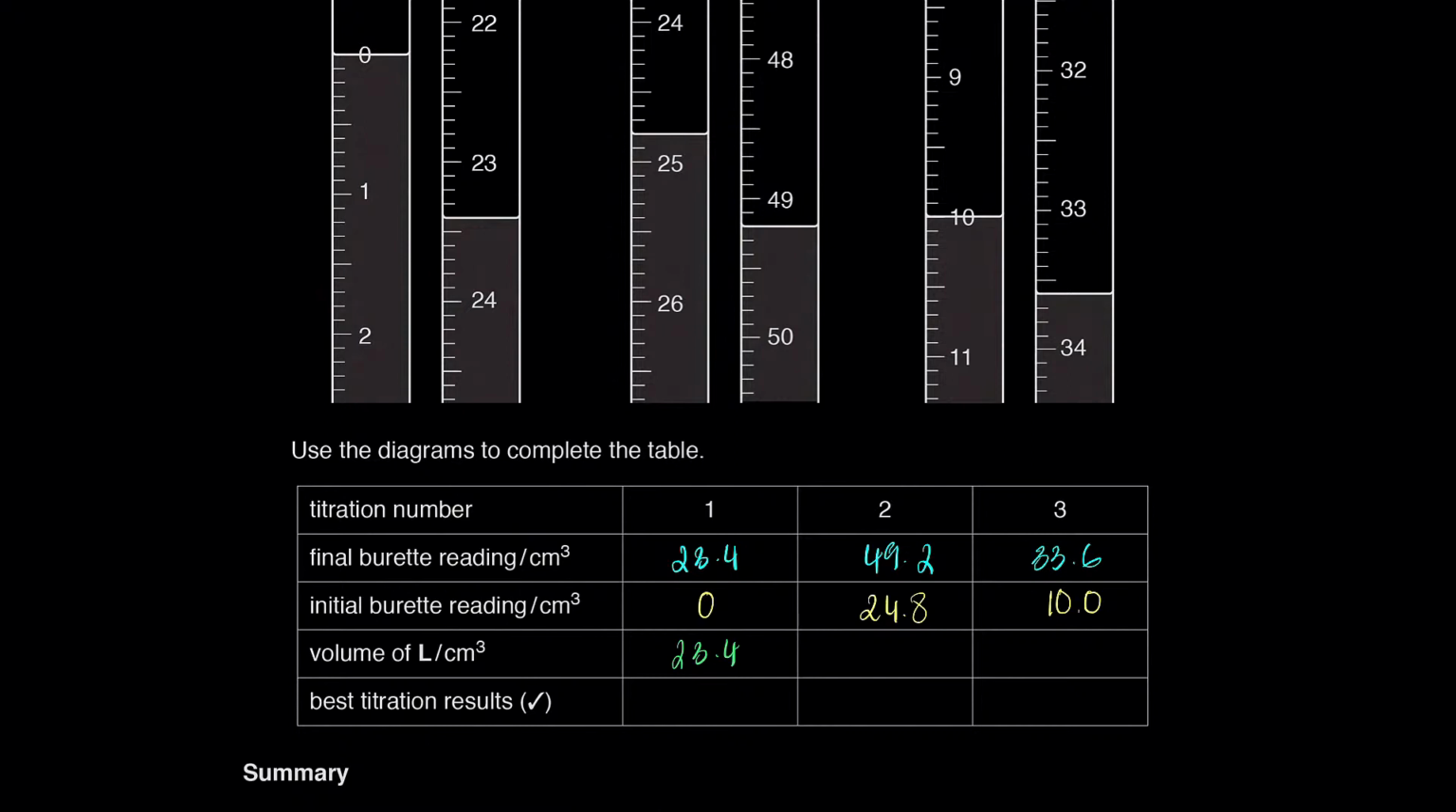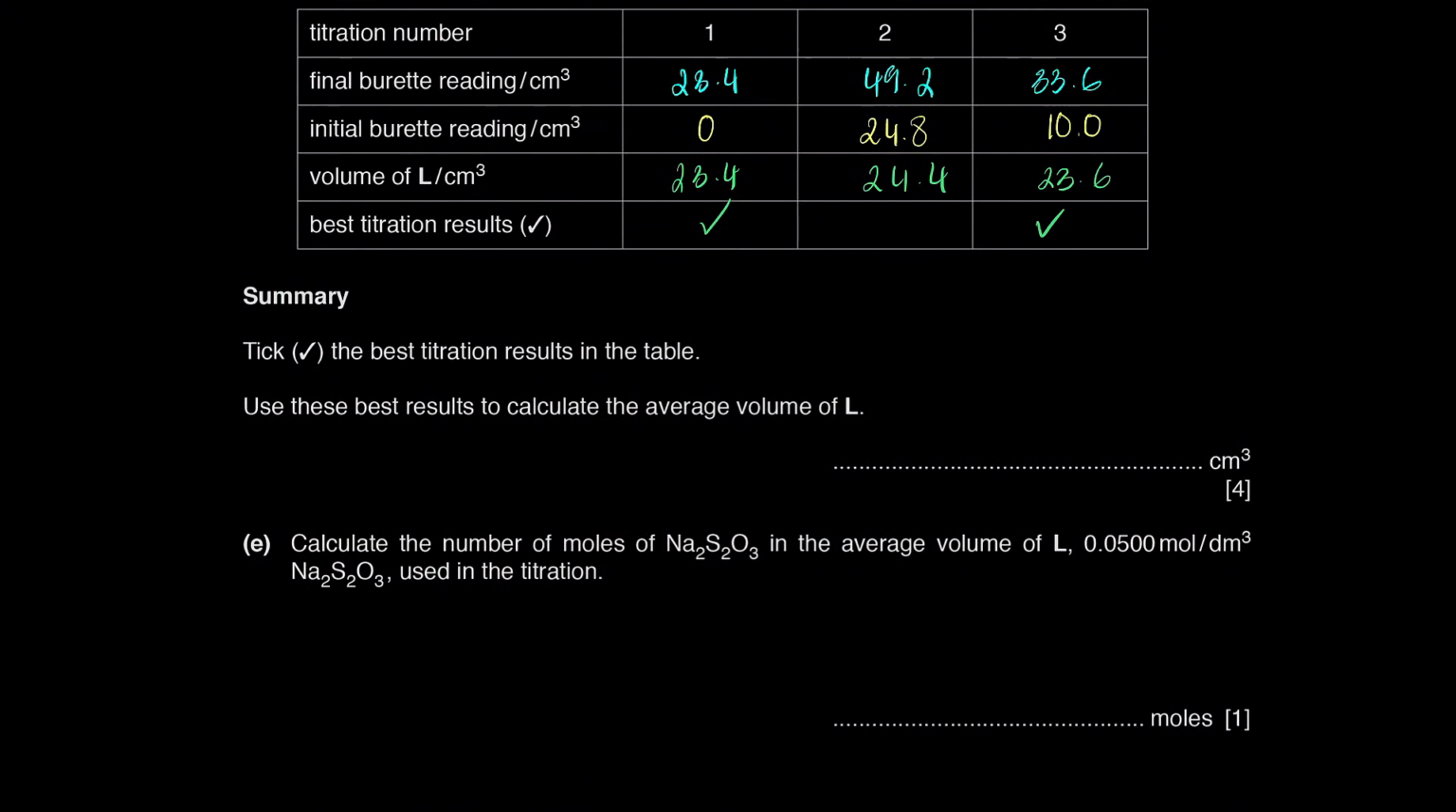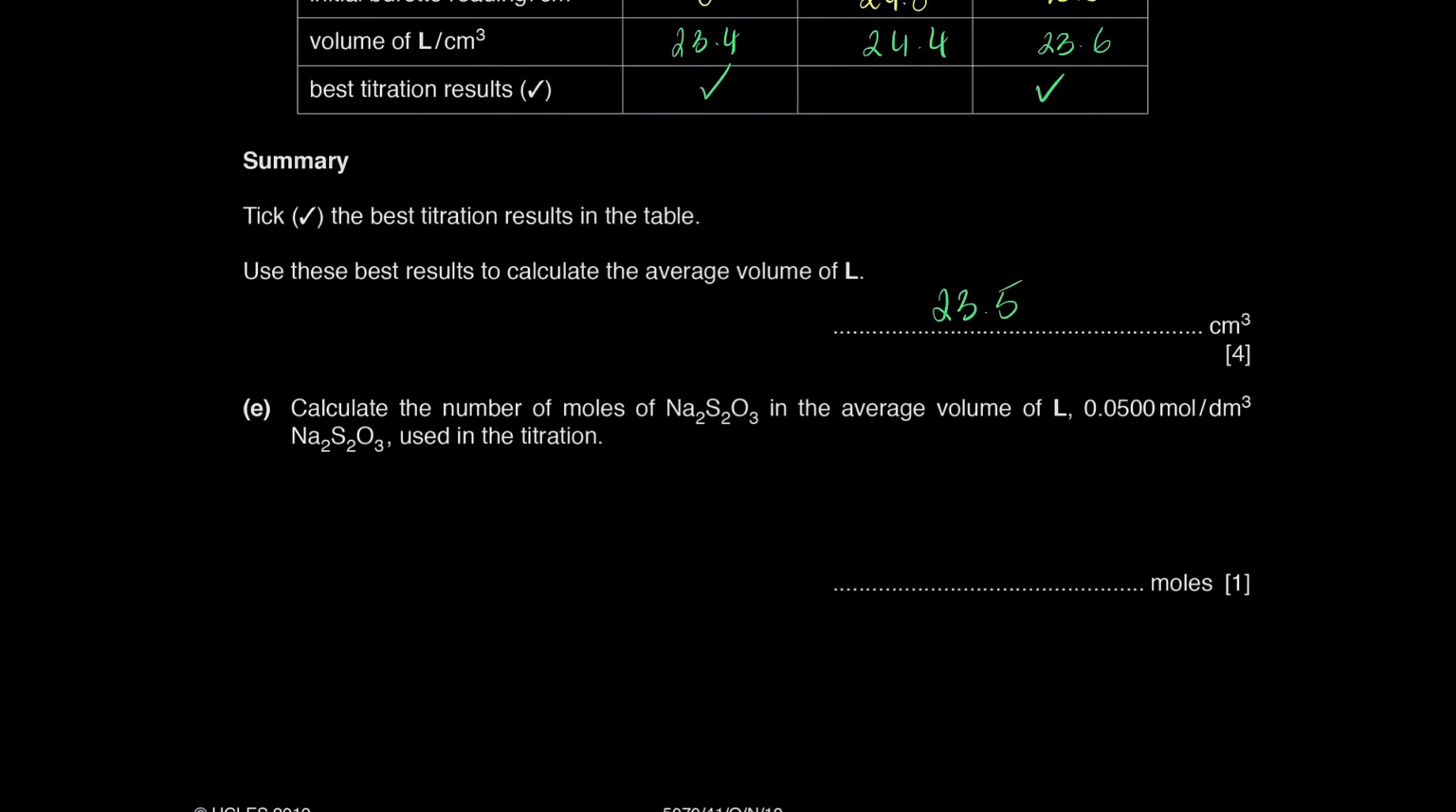Is it 33.6? 24.4, I think. What's 33.6? Oh, actually that one, 23.6. Two best values. What is the average? I already know this value because the average of 23.4 and 23.6 is 23.5 centimeter cube. Number of moles, calculate that.